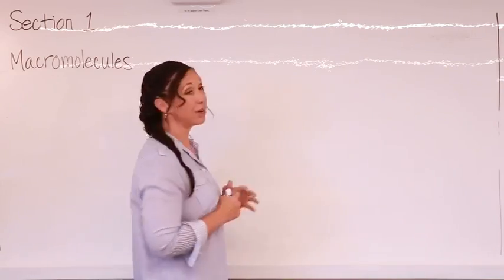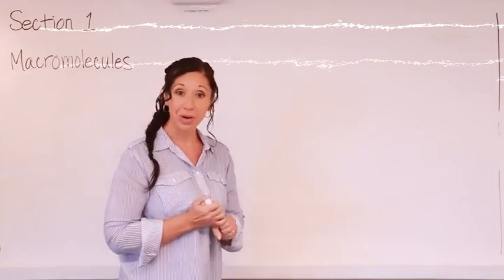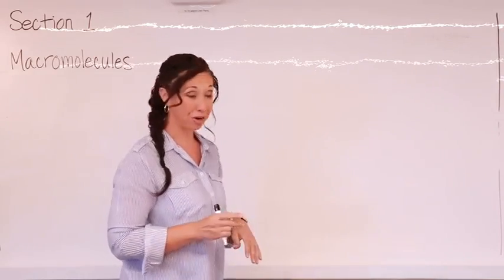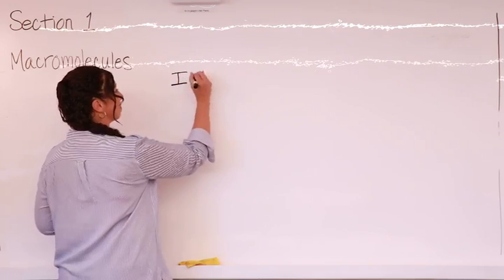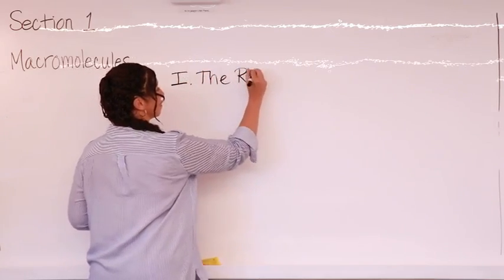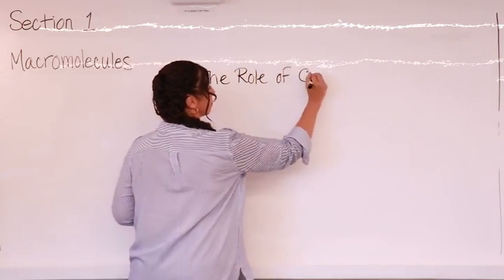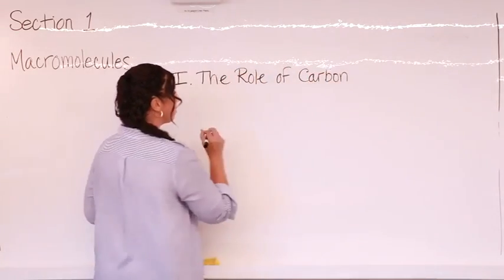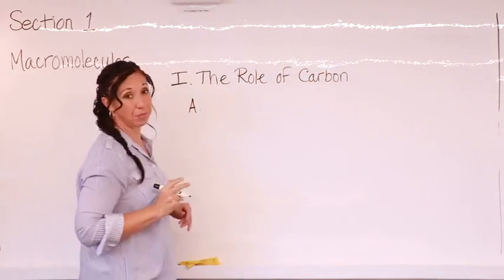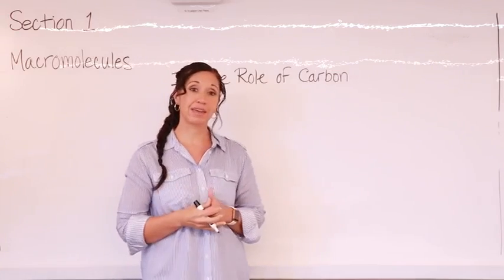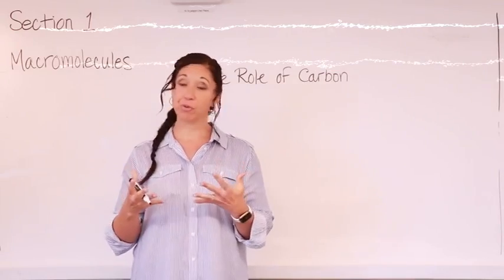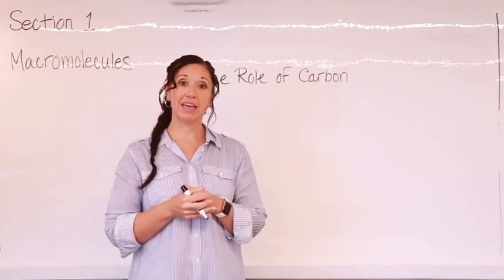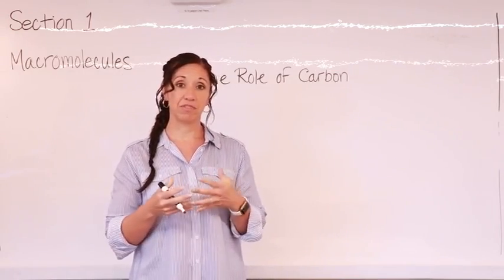We're in section number 1, macromolecules, in Roman numeral 1, which is all about the role of carbon. So carbon is an extremely important element. If you look at the periodic table and you find carbon, you're going to see that it's a group 14 element. And in group 14, all the group 14 elements share something similar.